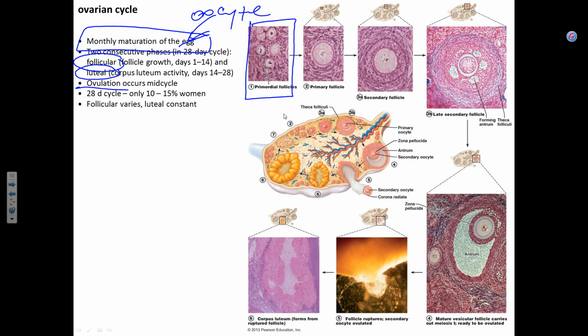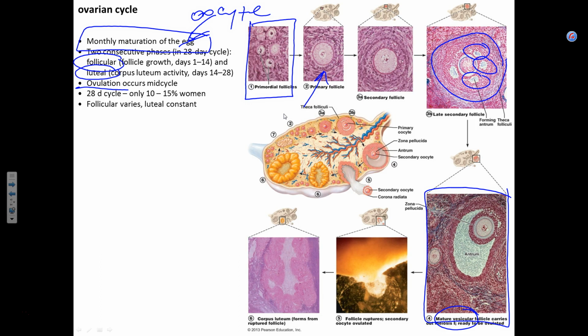One of the primordial follicles every month develops into the primary follicle, the primary oocyte, which then undergoes changes, including anatomical changes, like thecal cells form theca folliculi, antral cells form antrum. All these cells are necessary for the proper maturation and nutritional support of the developing oocyte. And eventually, secondary follicle develops into the mature vesicular or antral follicle.